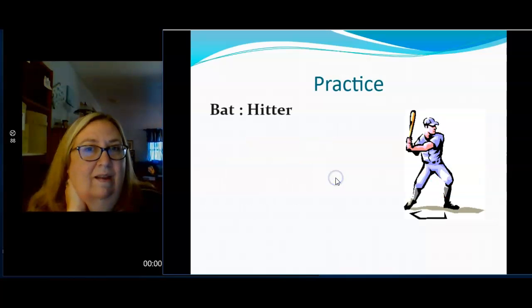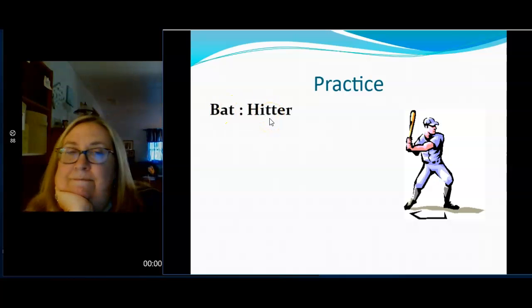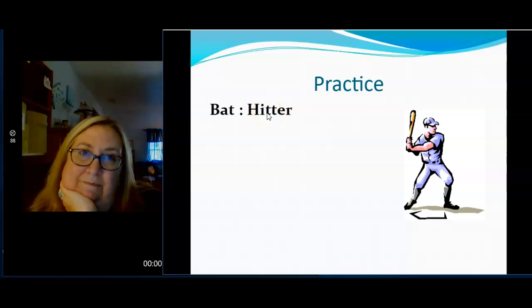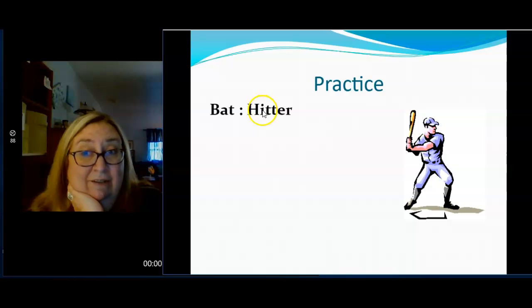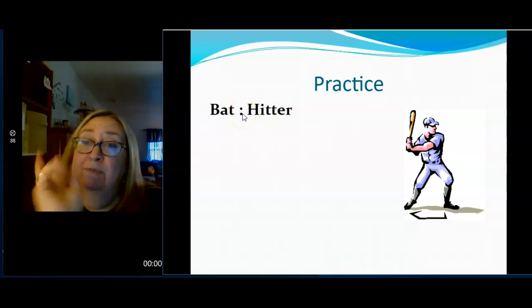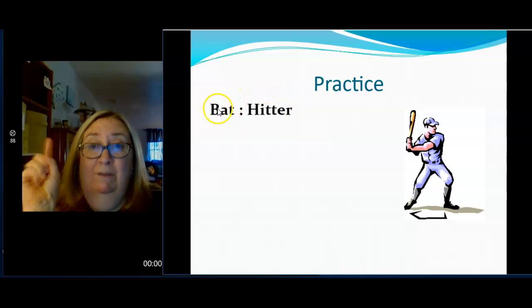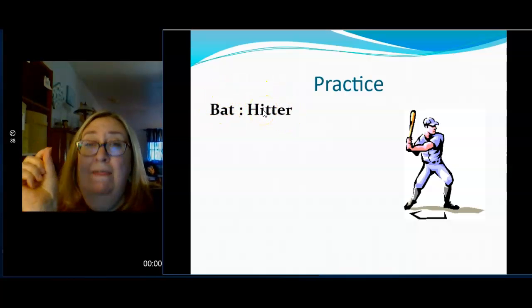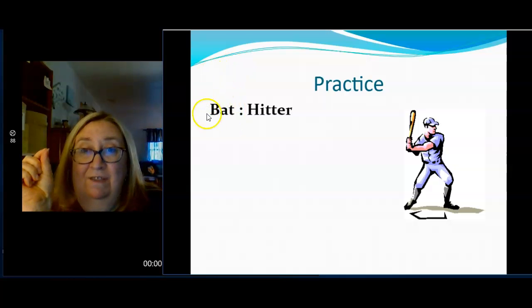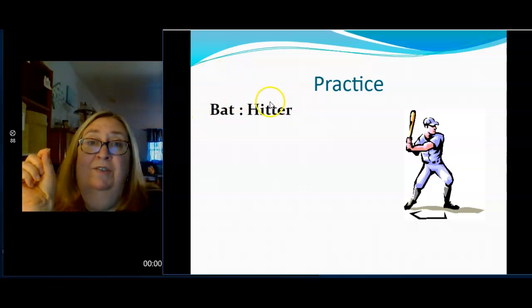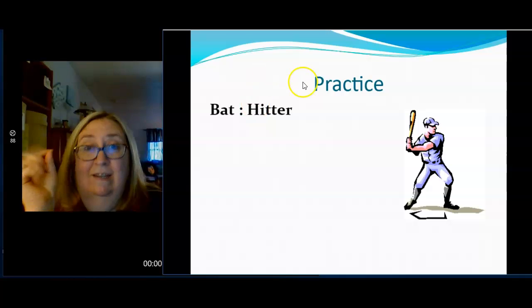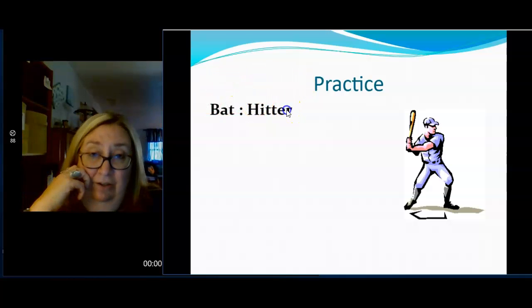Okay, let's do another. Bat is to hitter. A bat is not the same thing as a hitter, but a bat is used by the hitter. So this is that function in use, but it's kind of flipped around. Normally we've seen a hitter uses a bat, but here we have a bat is used by a hitter. That means in our answer, we have to have the thing that's being used listed first and the person using it listed second. So a bat is used by the hitter.